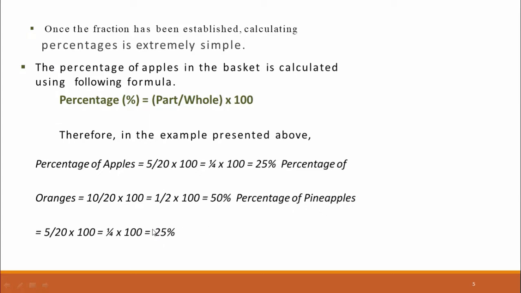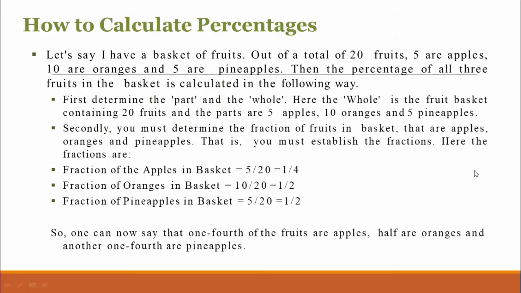Now the pineapple percentage: part divided by whole multiplied by 100. So 5 by 20 means 1 over 4, which is equal to 25%. So 25% is apple, 50% is orange, and 25% is pineapple. So dear students, through this example, we obtain the formula, the procedures, and the explanations of calculating the percentage.